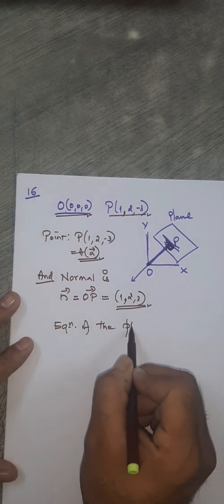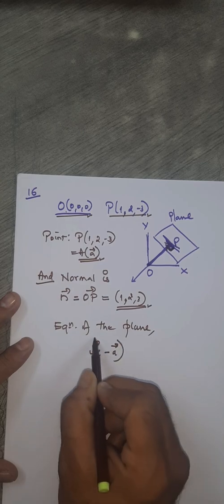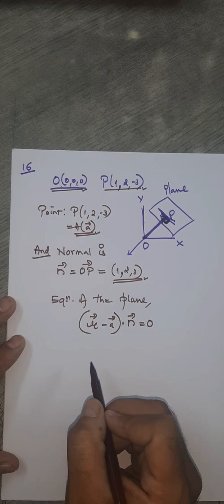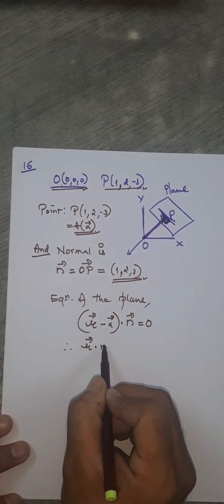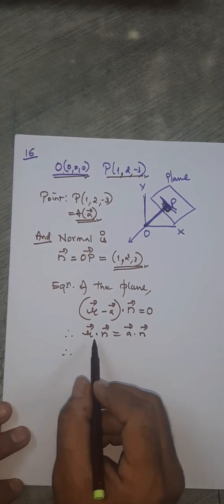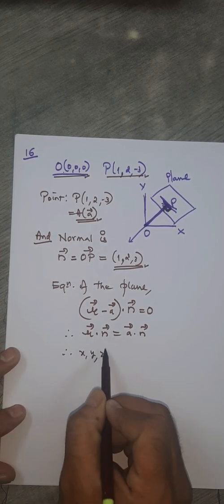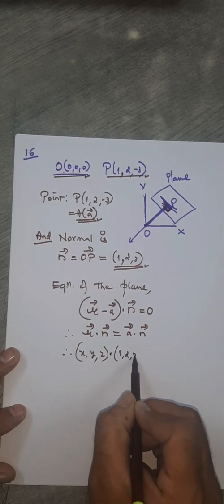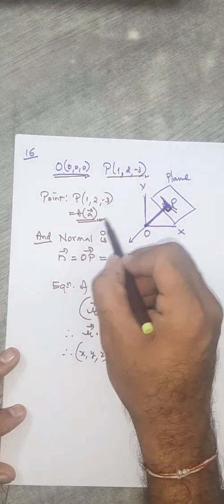Equation of the plane: vector r minus vector a dot vector n equals 0. Okay, so if I just open it, vector r dot n equals vector a dot vector n. Now what is this? r you can keep just as x, y, z. What is the normal to the plane? You know, that is 1, 2, minus 3. Dot product of this one and this one, remember.